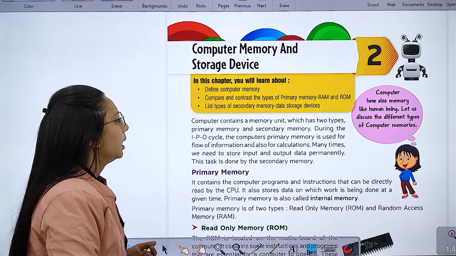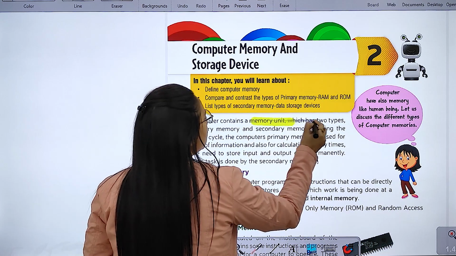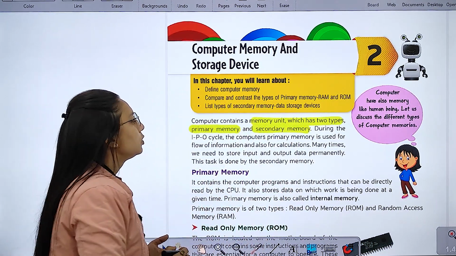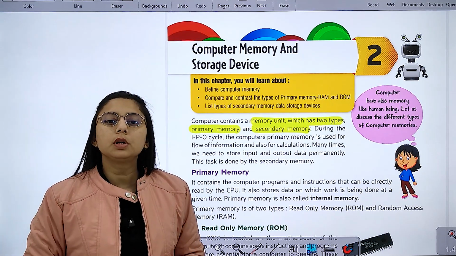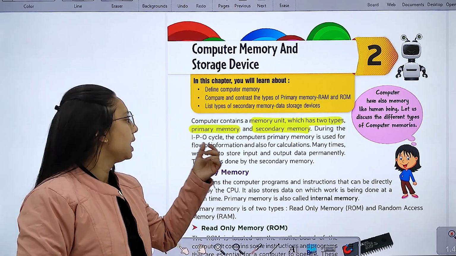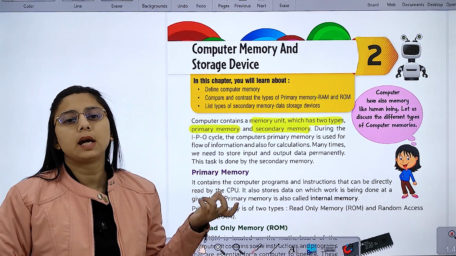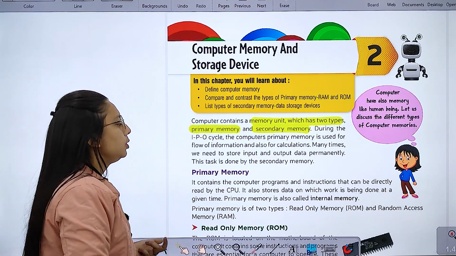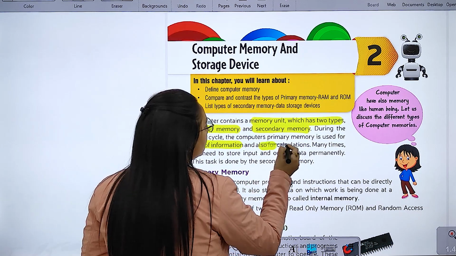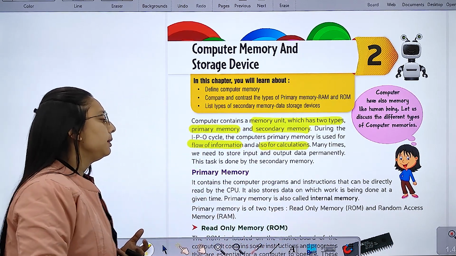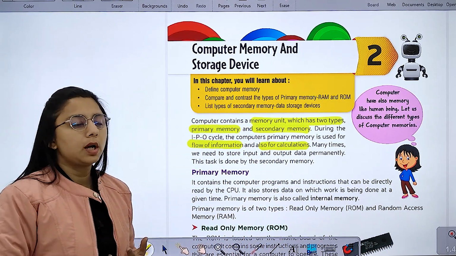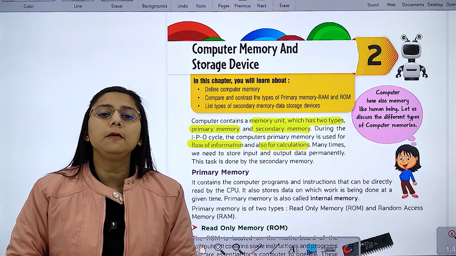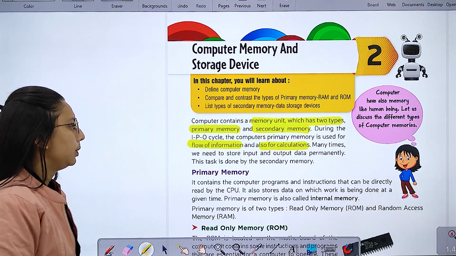The computer contains a memory unit which has two types, primary and secondary memory. During the IPO cycle, the computer's primary memory is used. What is the IPO cycle? Input, processing and output. In the IPO cycle, we use primary memory for flow of information and also for calculation. Many times we need to store input and output data permanently. If we want to store it permanently, we use secondary memory.